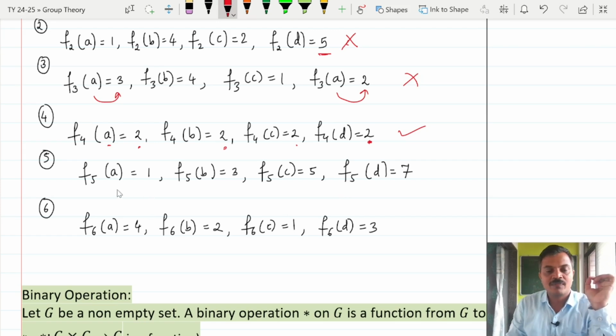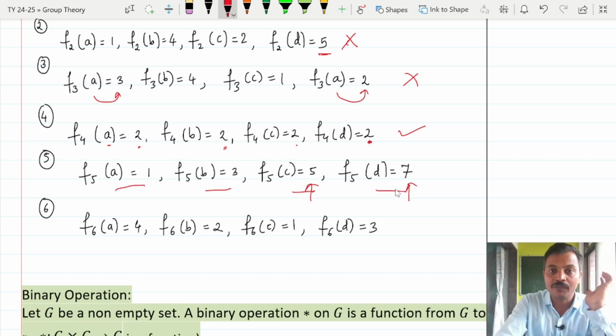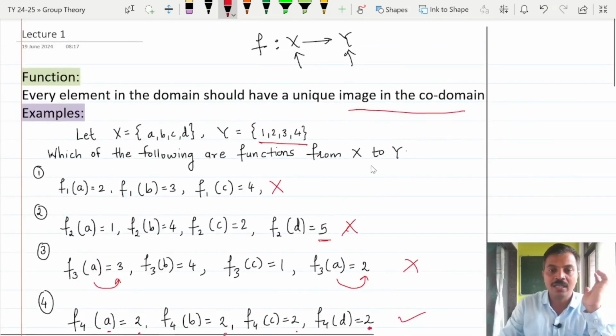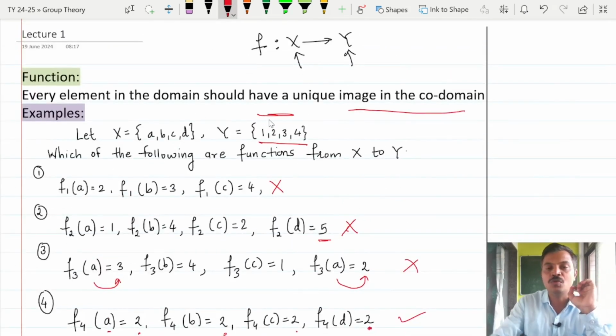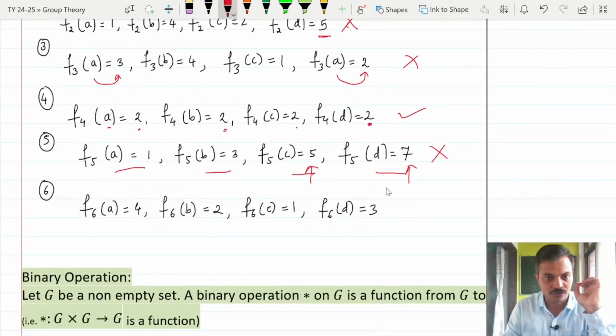Moving towards the next one, A has an image, B has an image, C has an image, D has an image. So every element in the domain does have an image. It is unique also because A has 1, B has 1, similarly C and D as well. But the issue here is that the images of C and D are 5 and 7 respectively, but those are not present in the codomain. So this is also not an example of a function.